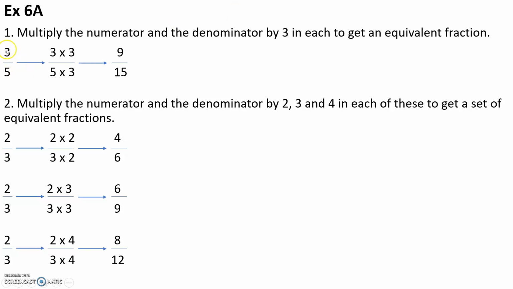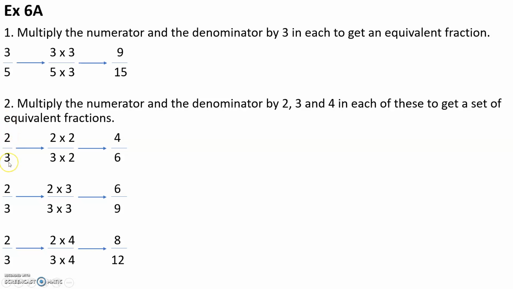So they have given the number as 3 upon 5. So 3 upon 5 into 3 and into 3 gives you 3 3s are 9 and 5 3s are 15. So this 9 upon 15 and 3 upon 5 are equivalent fractions. Next, multiply the numerator and the denominator by 2, 3 and 4 in each of these to get a set of equivalent fractions. Now this 2 upon 3 they have already given.